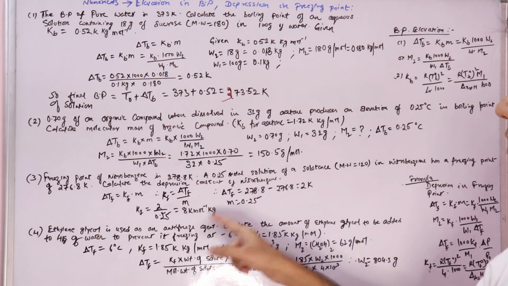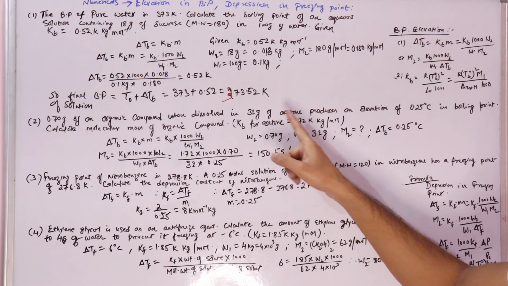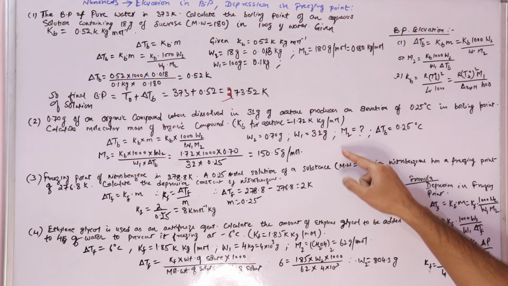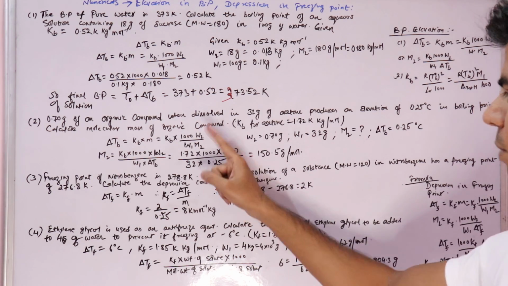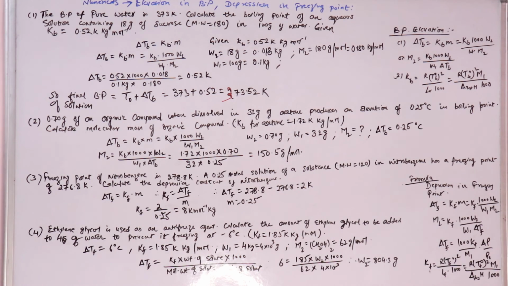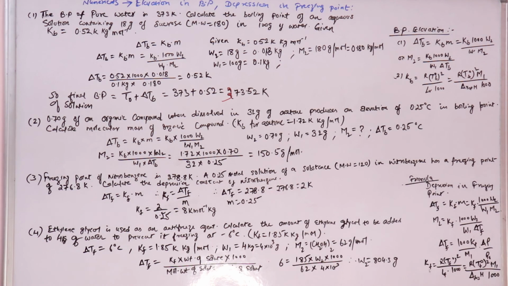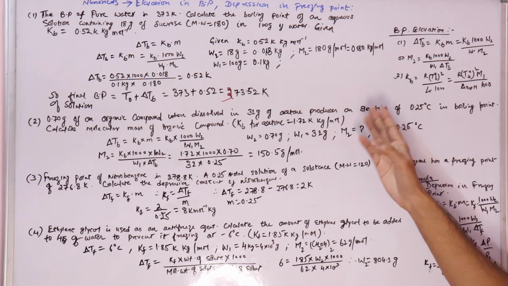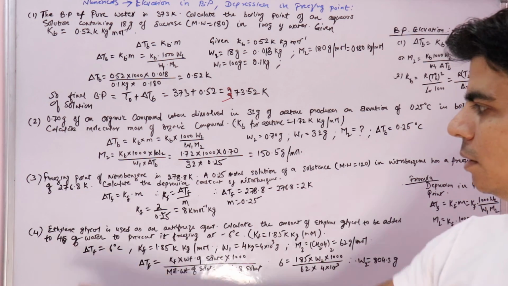So substituting all these values here, W2 is 0.70, W1 is 32 grams, M2 we have to calculate, delta Tb is this. If you put all the values in this formula, this is the molecular weight of the organic compound that was added to 32 gram of solvent, and it produces an elevation of 0.25 degrees Celsius.